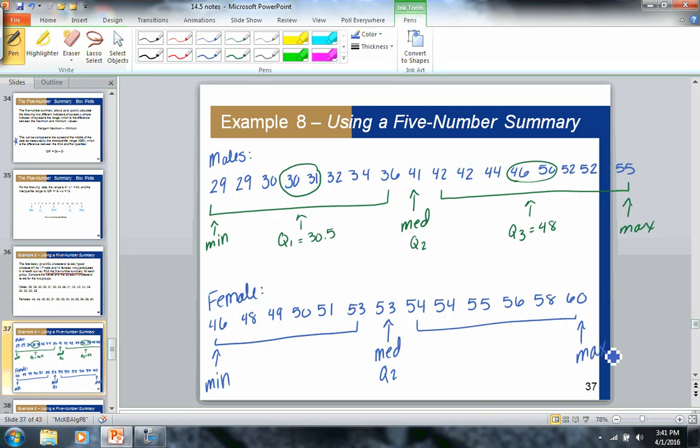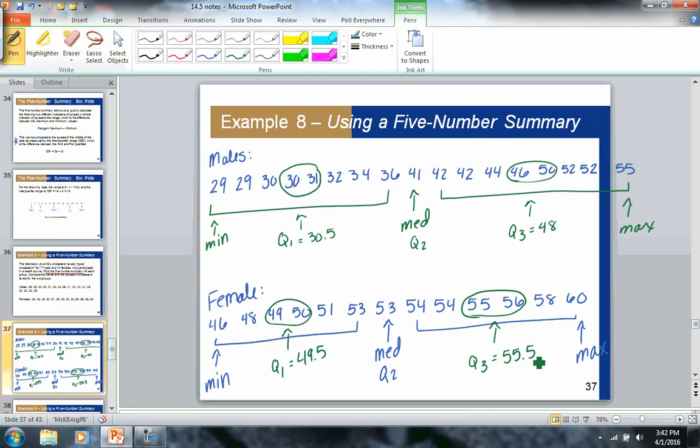And then I have to find my Q1 and my Q3 values. So again, I'm going to take my two middle numbers here, the 49 and the 50, and I'm going to add them up and divide by 2. So my Q1 value is going to be 49.5. And then for the upper quartile, again, I'll have to take the middle numbers, the 55 and the 56, and I'll have to add them up and divide. So my Q3 value is going to be 55.5.